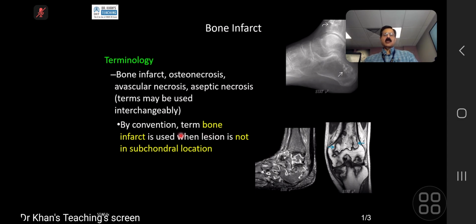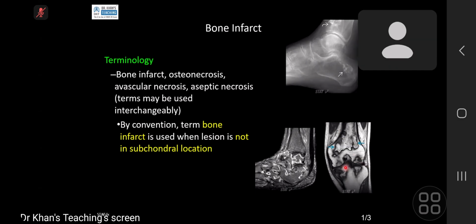And by convention, the term bone infarction is used when the lesion is not in a subchondral location. So when it is subchondral, you call it avascular necrosis. Otherwise, we call it bone infarct. Having said that, if you call something subchondral a bone infarct, absolutely no issues, because it is a bone infarct. This example tells you that this portion here is not subchondral, and this one is subchondral. So the key point is that bone infarct is the same thing as avascular necrosis.